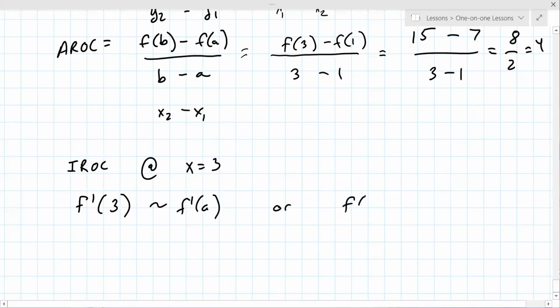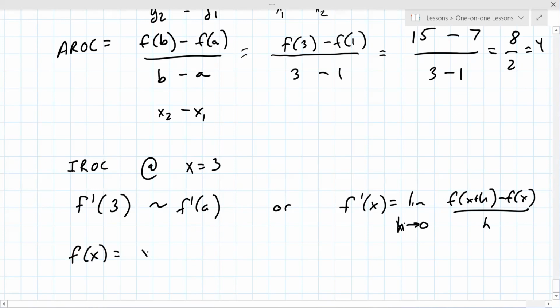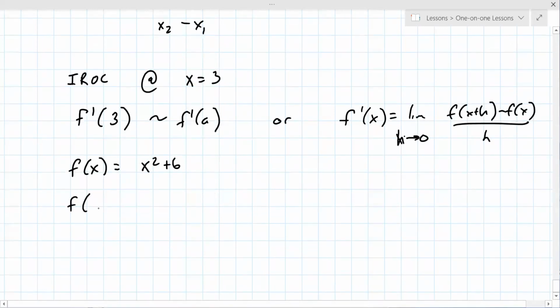Or what we did last night, and that's probably what we'll do here, is we're going to find f prime of x. And that is the limit as h goes to 0, f of x plus h minus f of x all over h. So the f of x that I specified is x squared plus 6. And then f of x plus h is going to be x plus h squared plus 6.